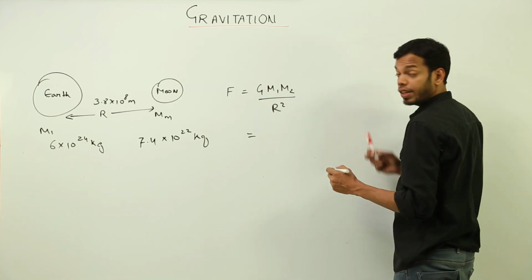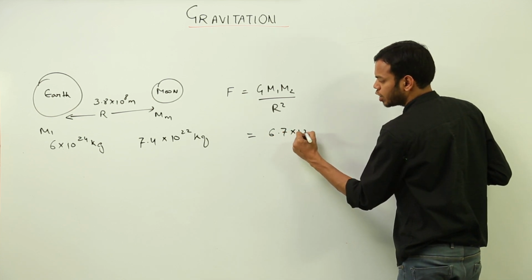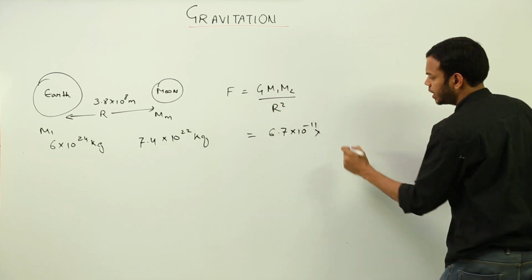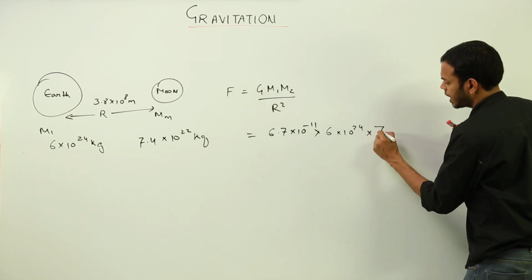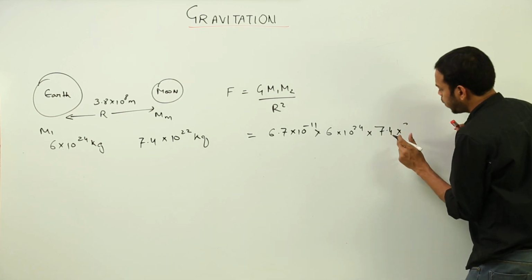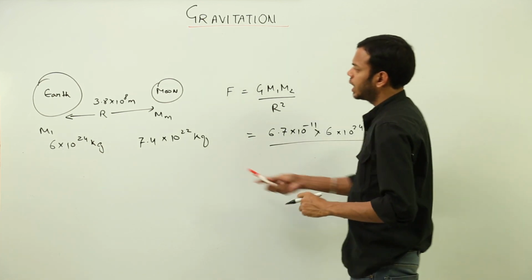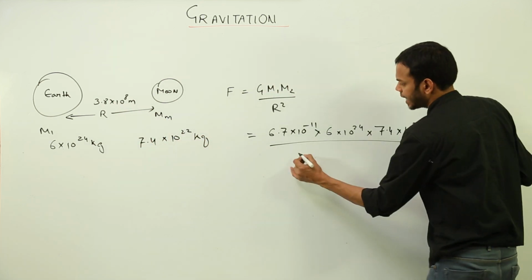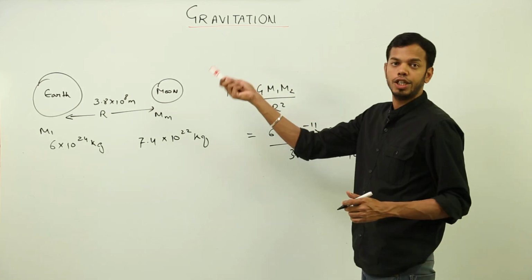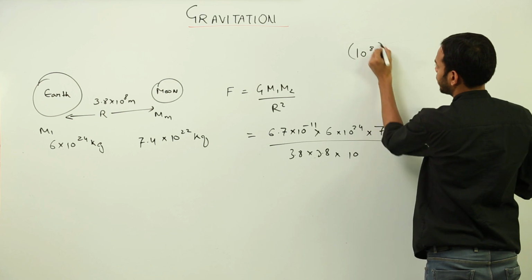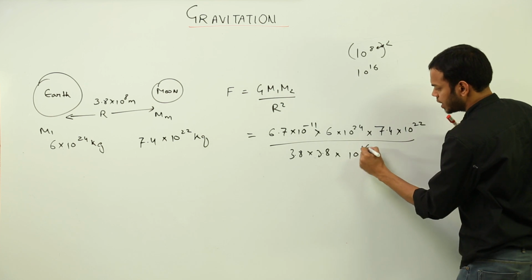What is the value of the universal gravitational constant? It is 6.67, but we are taking it as 6.7 into 10 raised to power minus 11. m1, the mass of Earth, is 6 into 10 raised to power 24 kg. Then the mass of Moon is 7.4 into 10 raised to power 22. And then the distance square. I have to square it out, so I will write it as 3.8 into 3.8 multiplied by 10 raised to power 8 square, which is 10 raised to power 16, because powers just get multiplied. So into 10 raised to power 16.